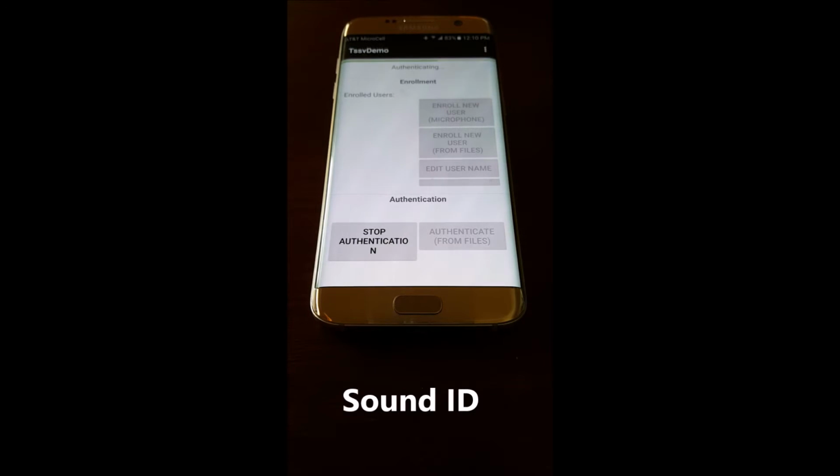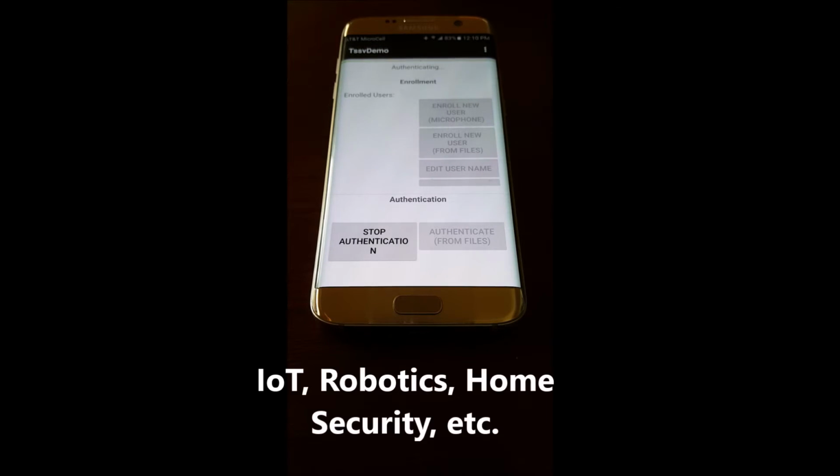This demo is showing our ability to recognize various sounds such as smoke and carbon monoxide alarms. In this example, the technology is designed to precisely recognize industry standard smoke and carbon monoxide alarms. This can be applied to Internet of Things products, robots, home security, and similar.